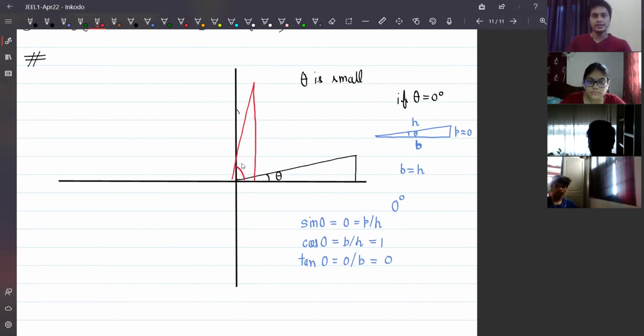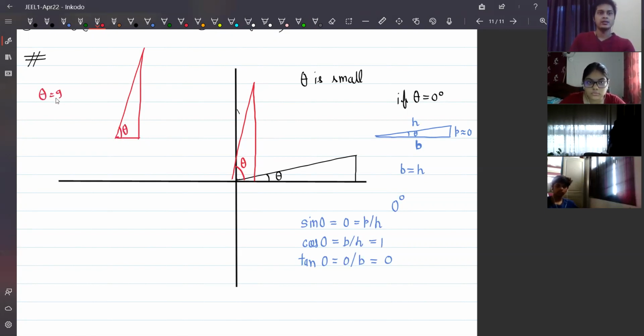This angle is theta, and I want to make this 90 degrees. So I will just draw it here. I want to make theta 90 degrees. But if theta is 90, there is no triangle. So I'm keeping it a very small value, less than 90 degrees. In this case, the perpendicular and hypotenuse will align together. So perpendicular is equal to hypotenuse, and the base will be equal to 0.